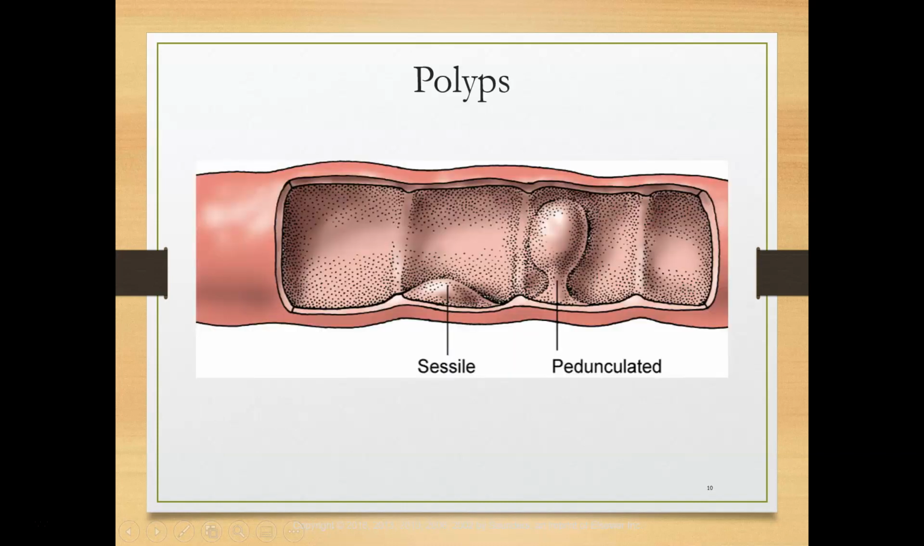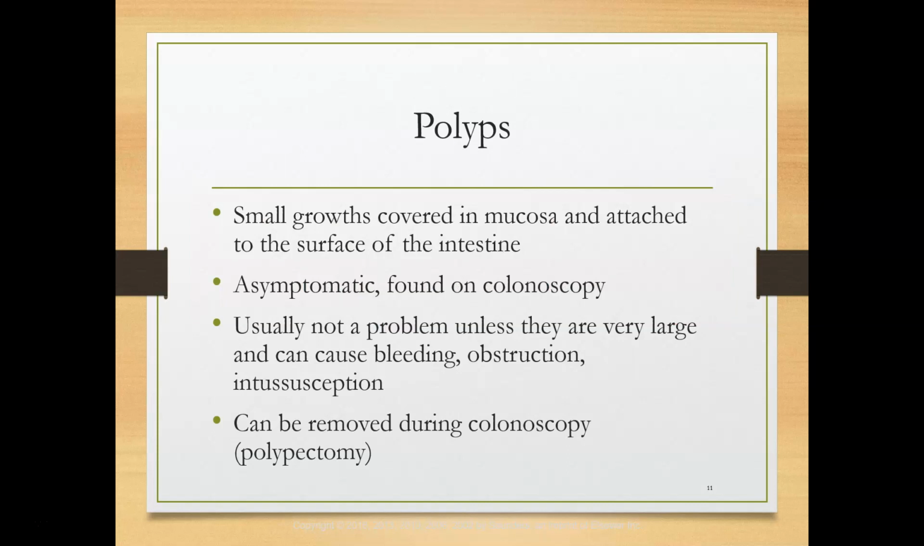So let's quickly talk about polyps. Polyps are inside the bowel. They're just small growths. Most of the time they are attached to the surface of the intestine. They are asymptomatic and usually found during a colonoscopy.